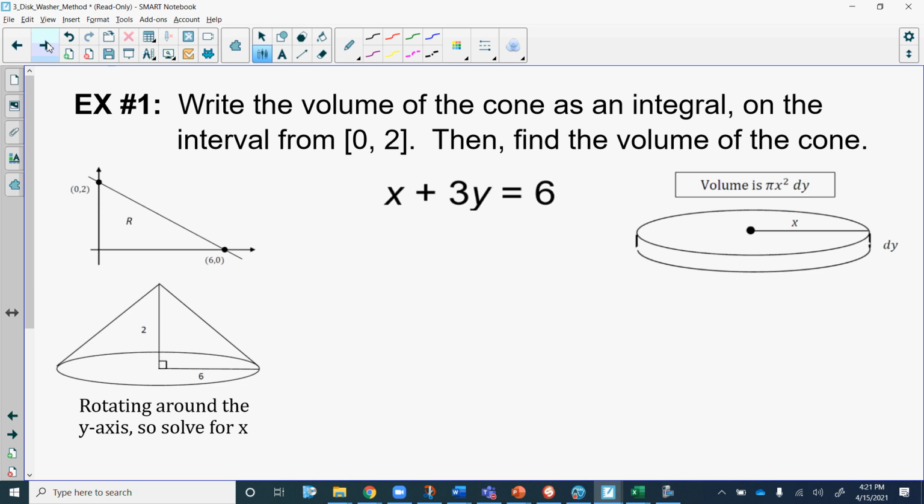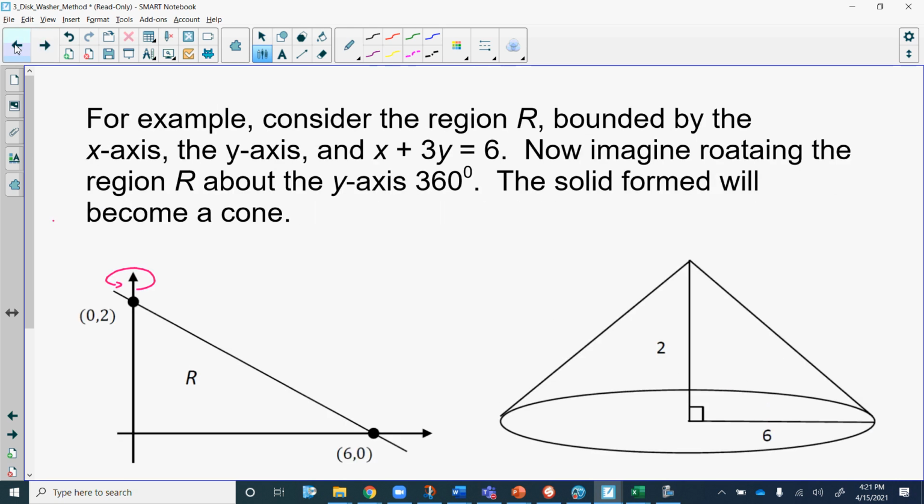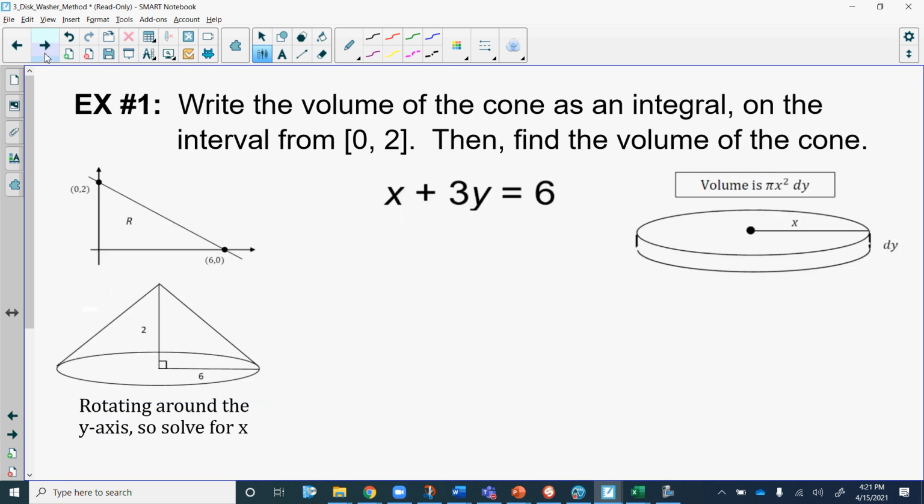And one of the things that it doesn't tell you here in the problem, but it does tell you earlier, is that we're rotating around the y-axis. Okay? So when I rotate things around the y-axis, we want things solved in terms of, I'm sorry, not solved in terms of y, solved in terms of x. So that's what I'm going to do here with the expression that I have. I'm going to take this expression for the line and solve it in terms of x, which in this case would just be x is equal to 6 minus 3y.